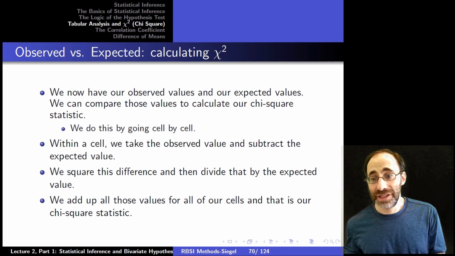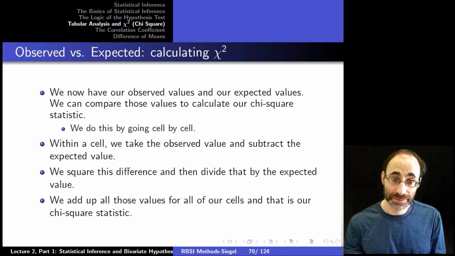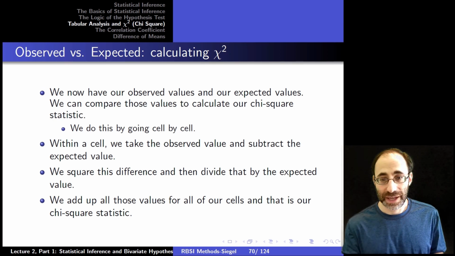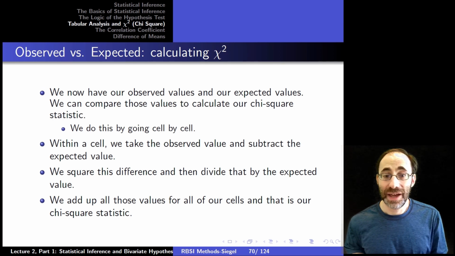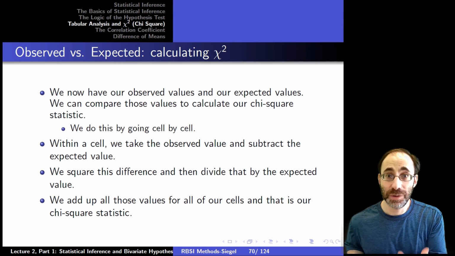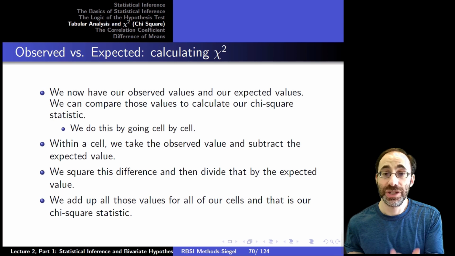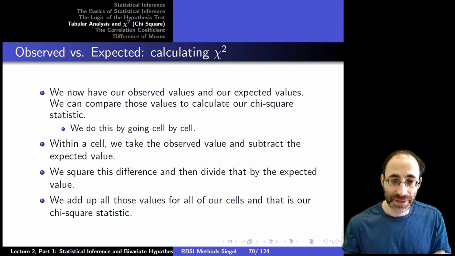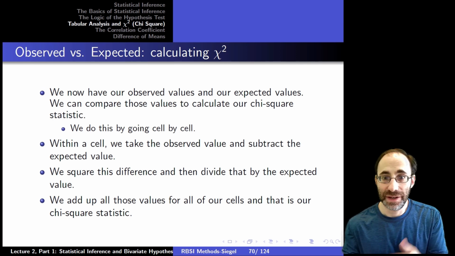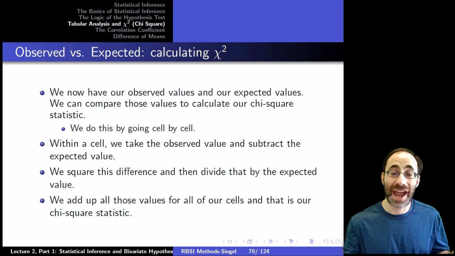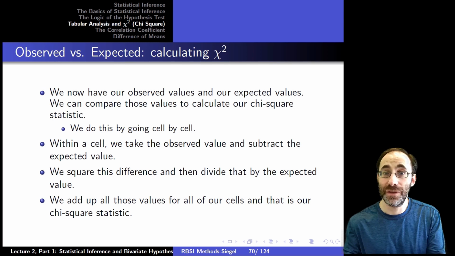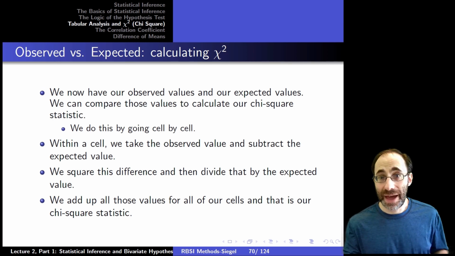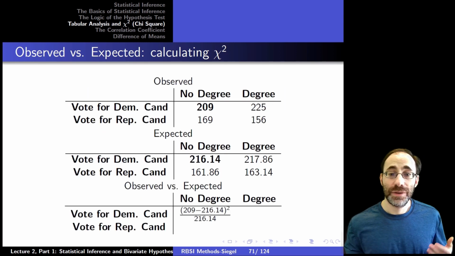And then we're going to divide that difference by the expected value. I'll show you the next table so you can see that written out in math, but we're going to take the difference between the observed and expected cell, square it, divide by the expected cell, and put that in that cell in our calculation of the chi-squared term. And then we're going to add those all up. So in this case, we're going to add 4 of those up for 4 cells, and that would be our chi-squared statistic. So how does that work?